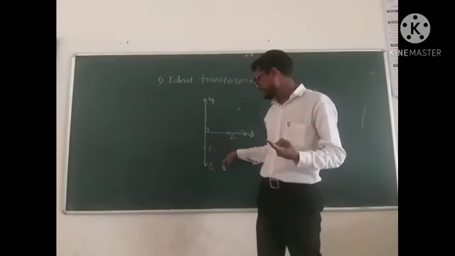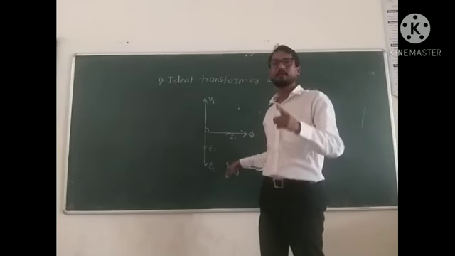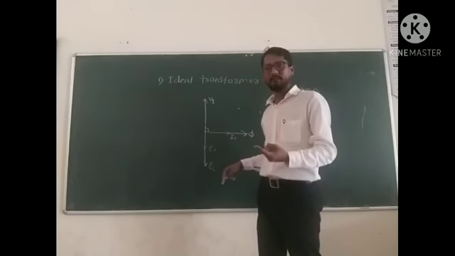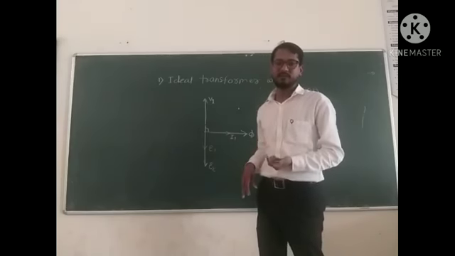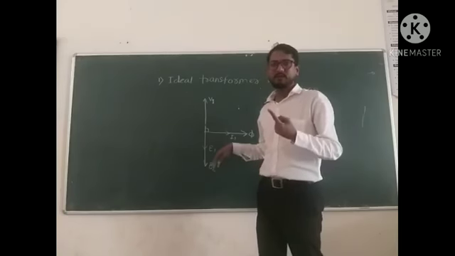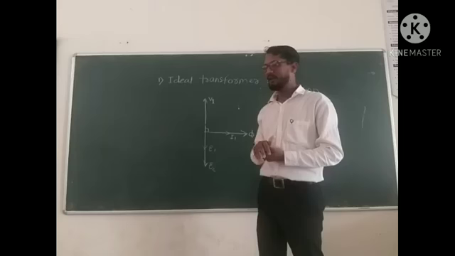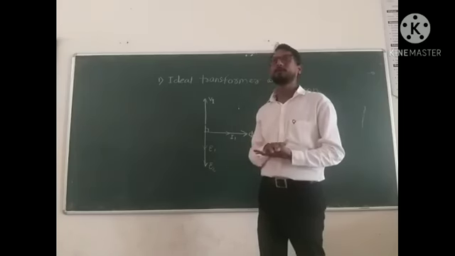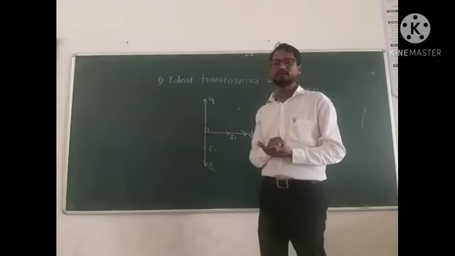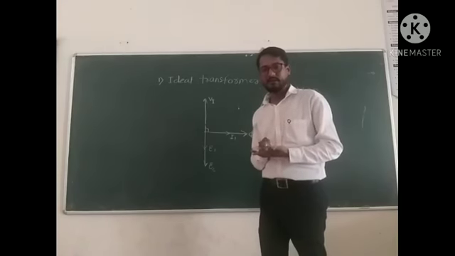The magnitudes of E1 and E2 always depend upon the number of turns of the primary winding and the number of turns of the secondary winding respectively. That means the magnitude of E1 depends upon the number of turns of the primary winding, and the magnitude of E2 depends upon the number of turns of the secondary winding.